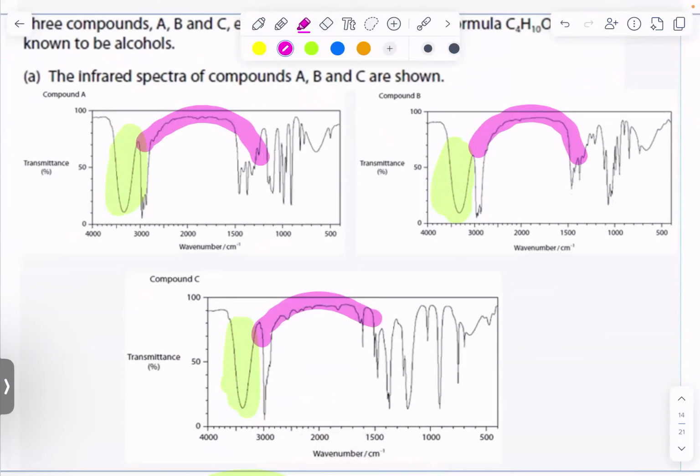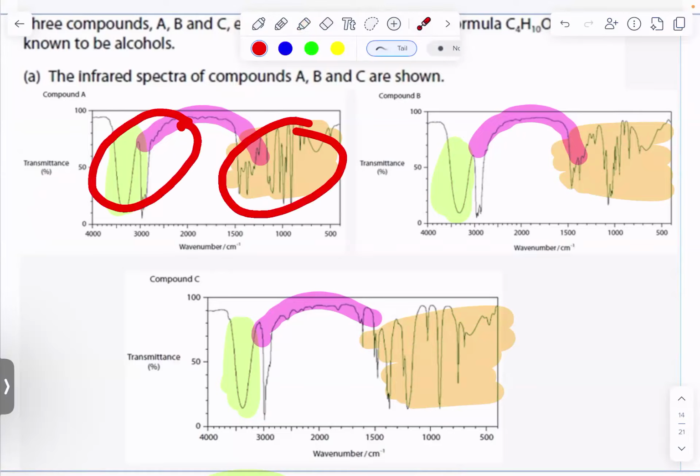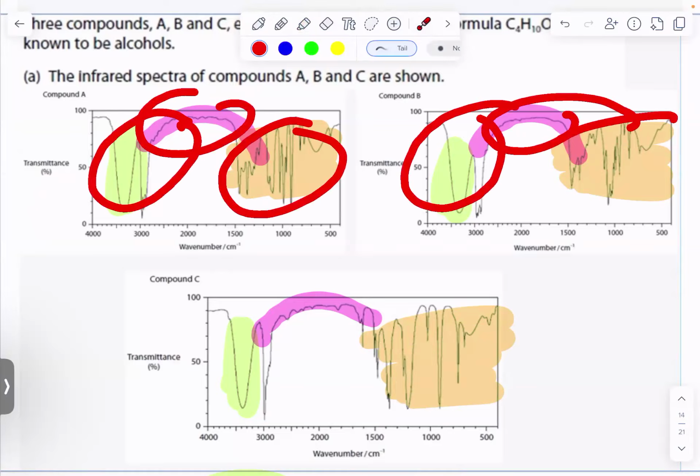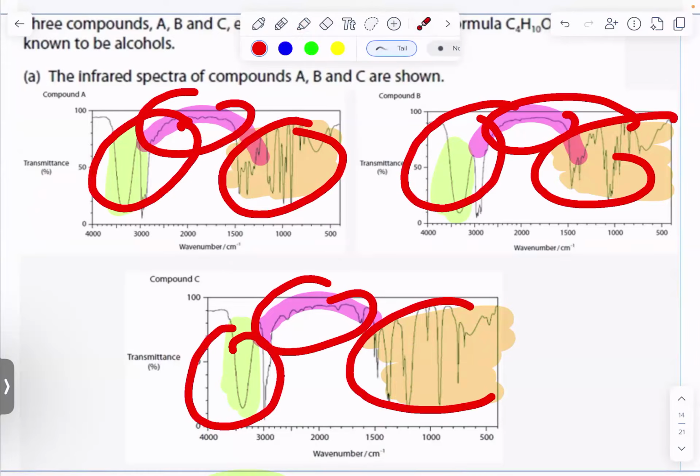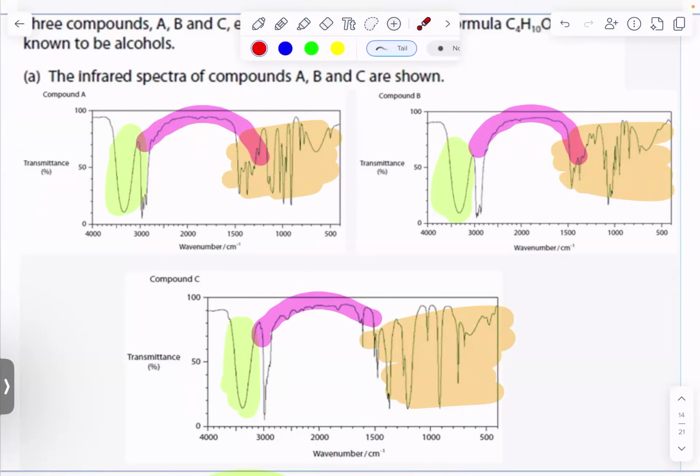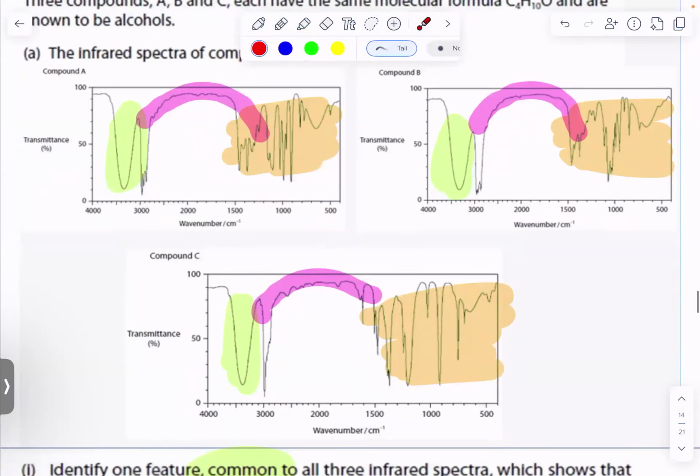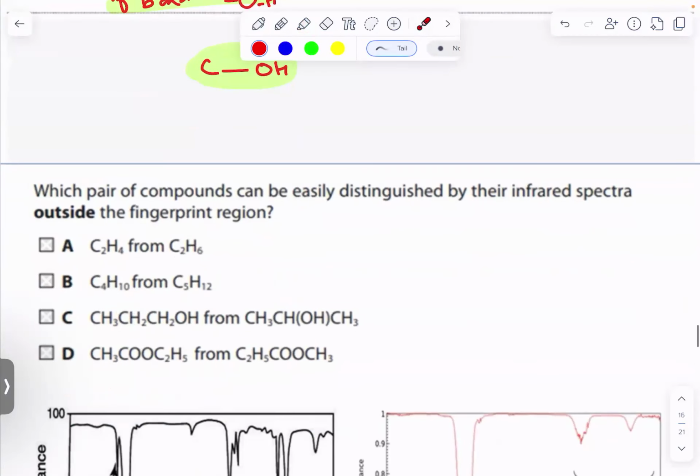Now check this part. Common, common, common. So they are very close to each other. Although they are three different compounds, can't you see that they are all somewhat the same? Yes, I understand that. So by just looking at the spectrum, you can't name the alcohol.